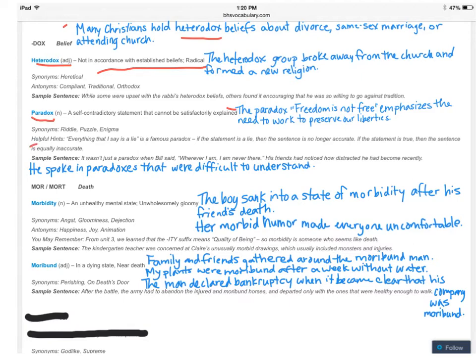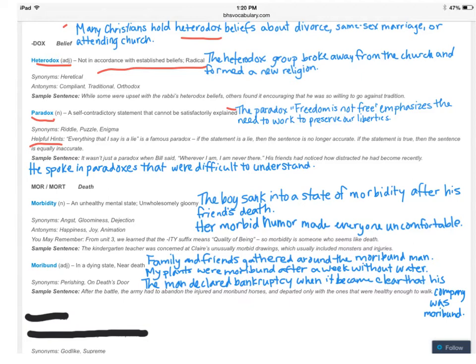I'll give you the helpful hint, actually, and then the sample sentence. So the helpful hint down here, everything that I say is a lie is a famous paradox. If the statement is a lie, then the sentence is no longer accurate. If the statement is true, then the sentence is equally inaccurate, right? So if everything that I say is a lie, then that statement isn't true. So therefore what I say is true, but then I've just lied because I've said that everything I say is a lie, right? So then you kind of end up in this circle where you can't figure out what it's saying.